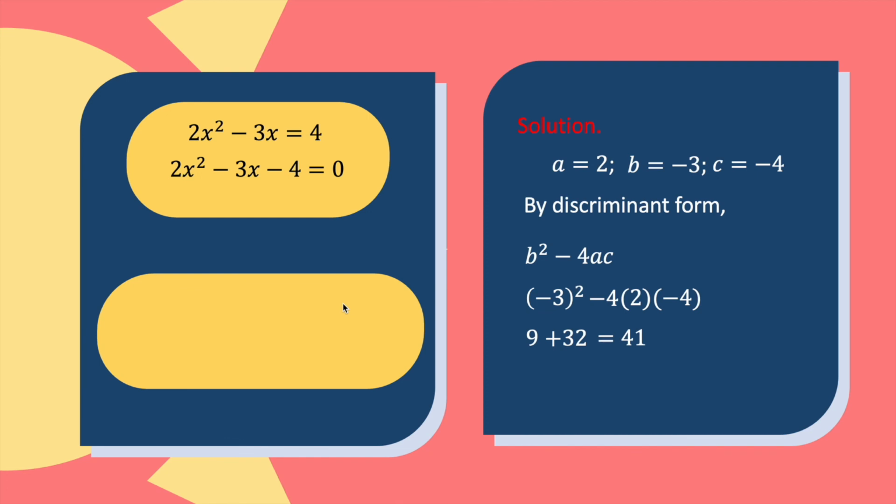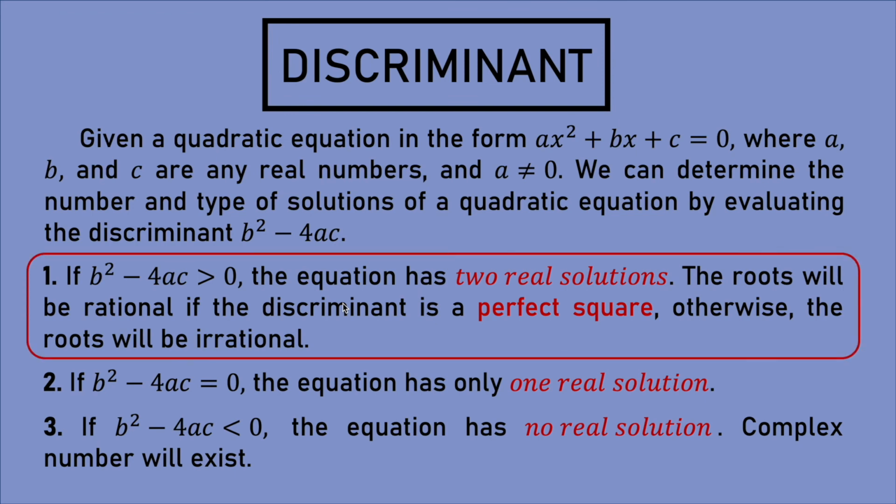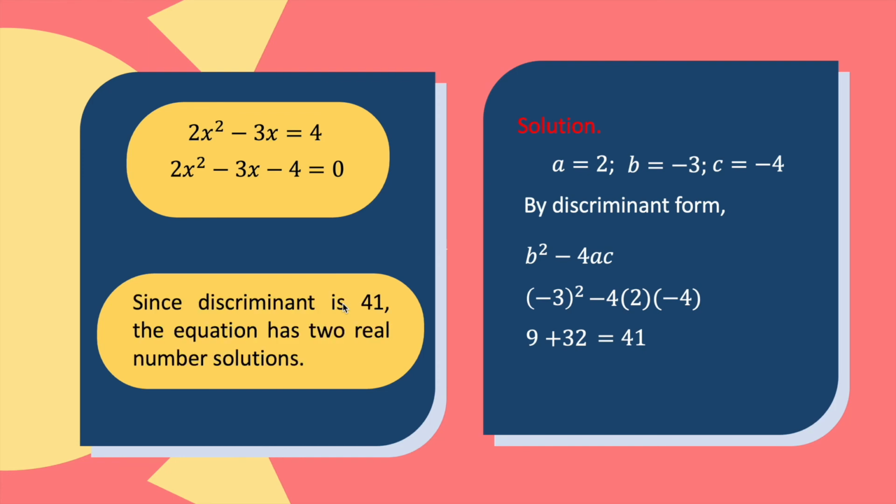And 41 is a positive number. Property number 1 is satisfied. 41 is not a perfect square, so your roots will be irrational. Since the discriminant is 41, the equation has two real solutions.